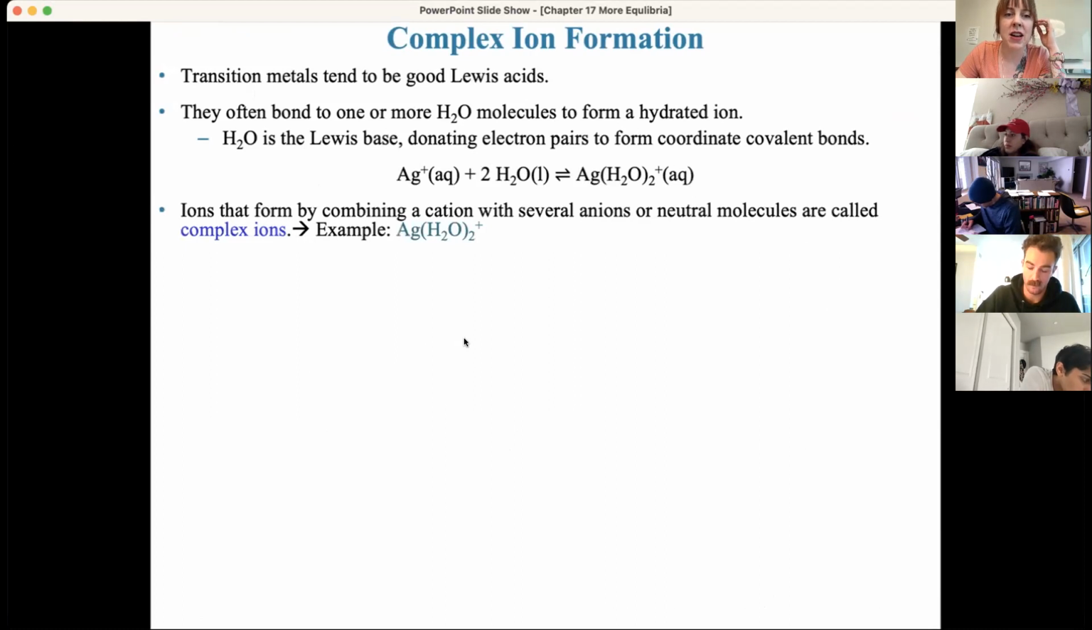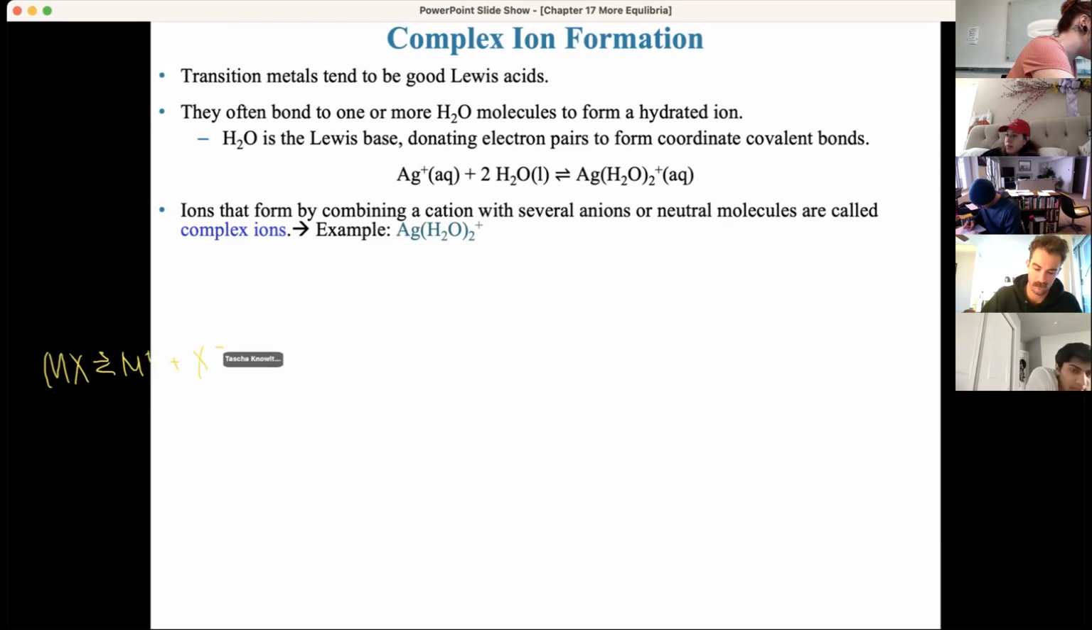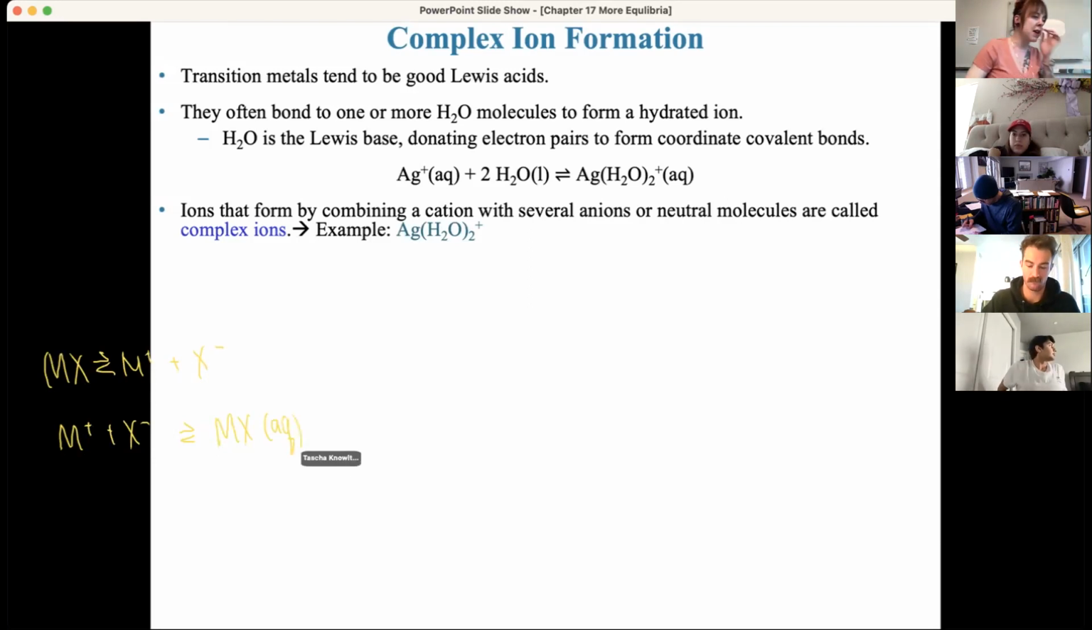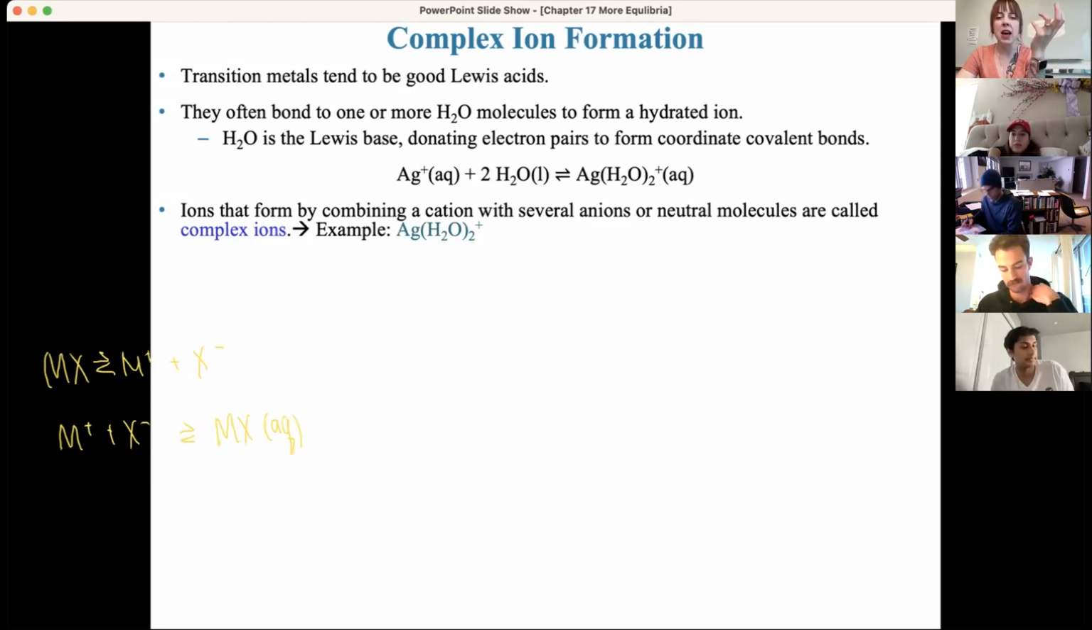So a complex ion, I kind of think of it as the reverse of solubility. Instead of having MX going to M+ and X-, now I have M+ and X- going to form a complex ion, but now it's aqueous. So these complex ions are basically a cation attached to either a bunch of anions or neutral molecules. And some of those could actually be water.